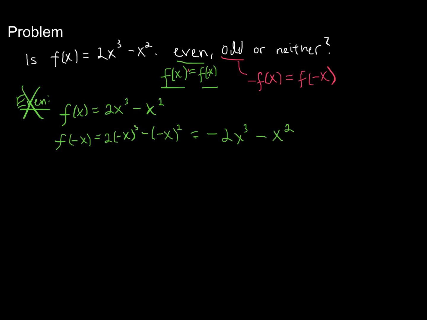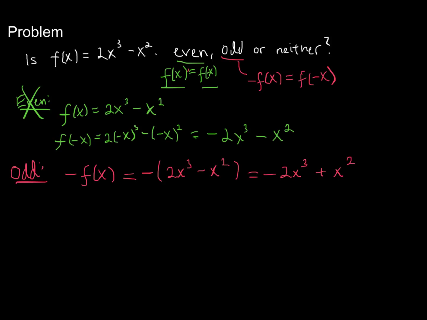Okay, let's try odd. So to show something's odd, we need to show that negative f of x is going to be equal to f of negative x. So let's try negative f of x first. So that means we're going to multiply whatever f of x is by a negative value. Okay, well, we distribute the negative in, and we're going to get negative 2x cubed plus x squared.